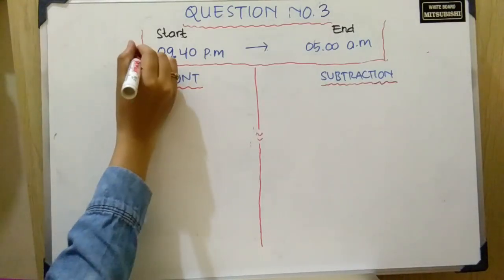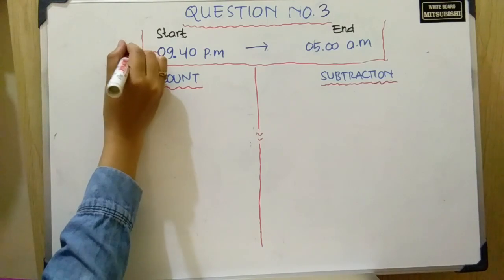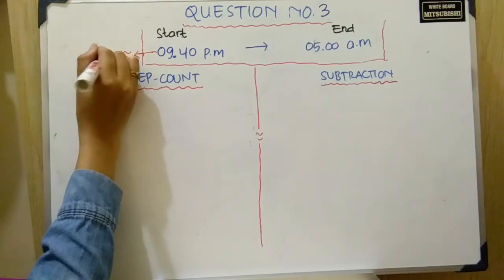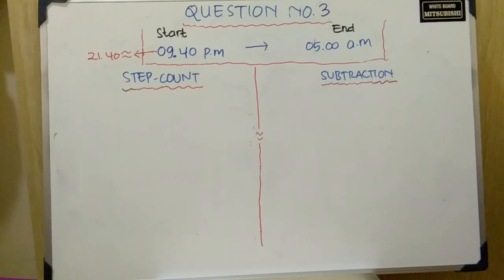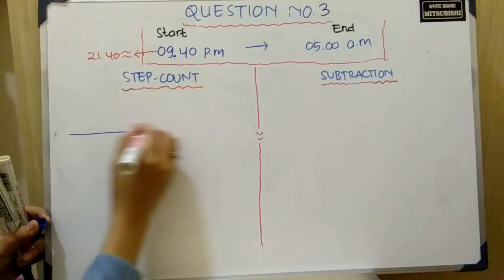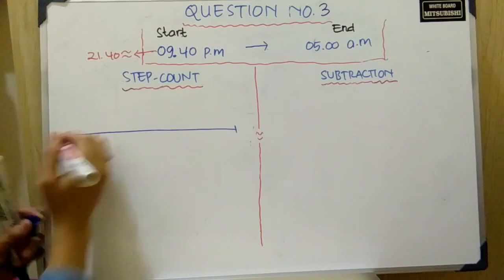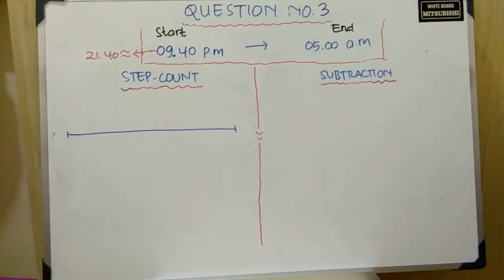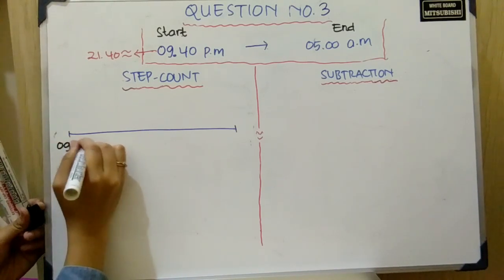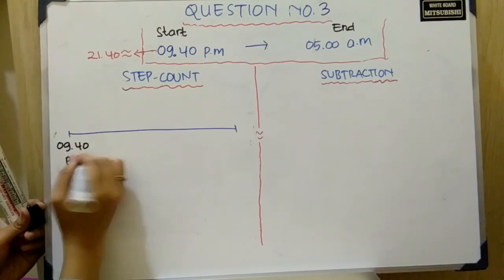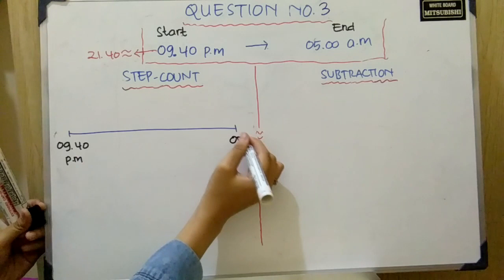Here 9:40 p.m. is the same as 21:40 in 24-hour clock notation. We use step count first. Draw a line and then we write the start time and the end time. The start time is 9:40 p.m. and the end time is 5 a.m.